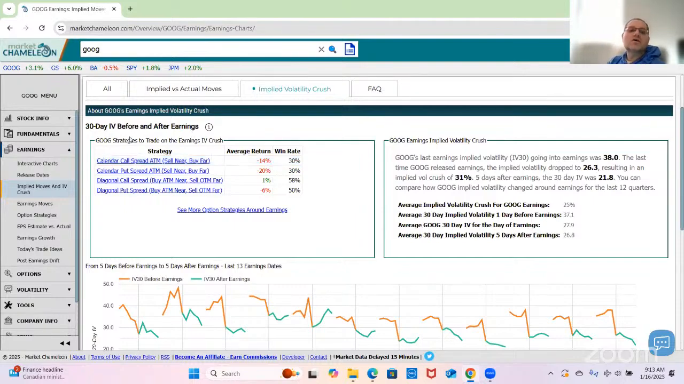So how did a call calendar spread do? If you sold the near term option and bought a further term option, both of which straddle the earnings, so both of them will cover earnings, the day before to the day after. You could see selling the near, buying the far, on average lost 14% and only had a 30% win rate.